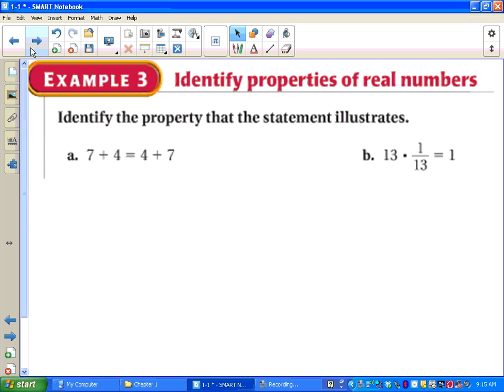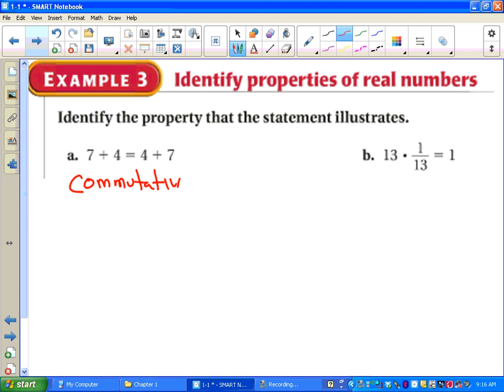Next example says to identify the property that the statement illustrates. So on part A, we've got two numbers added together, equaling the same two numbers added together but switched. That's an exact example of the commutative property. And you should say commutative property of addition, since there's also a commutative property of multiplication.